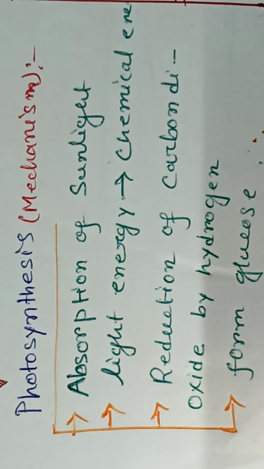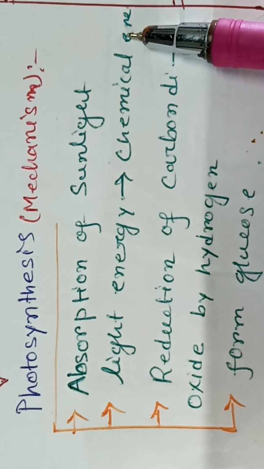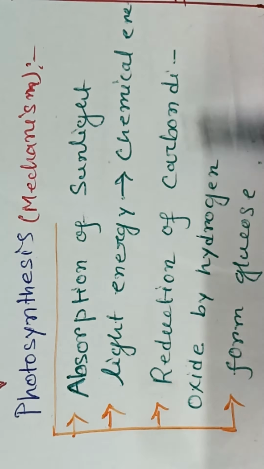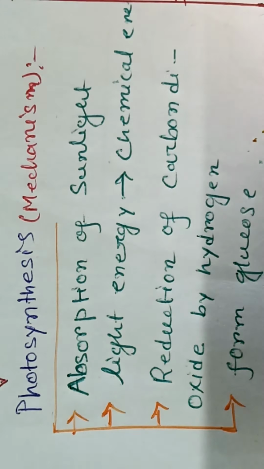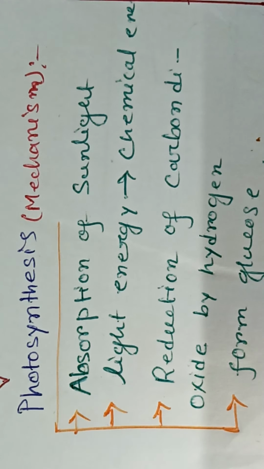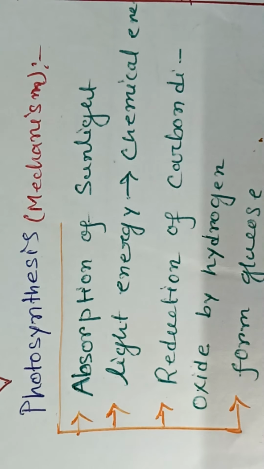First, absorption of sunlight by chlorophyll. Second, conversion of light energy to chemical energy and splitting of water into hydrogen and oxygen by light energy. Third, reduction of carbon dioxide by hydrogen to form glucose. So this is the mechanism of photosynthesis. In this process, autotrophs are making their food. So this was our nutrition in plants.